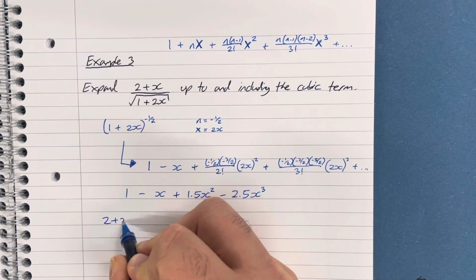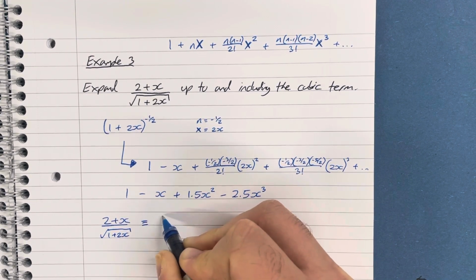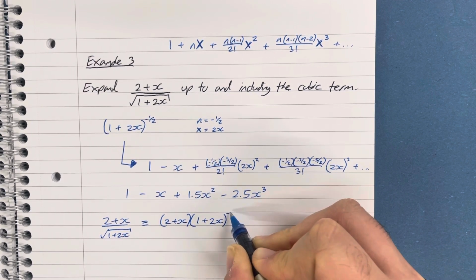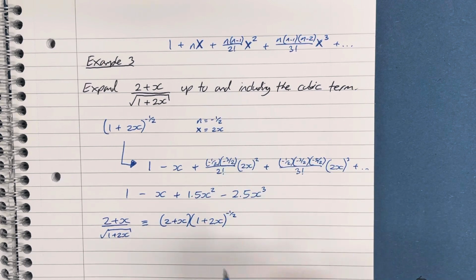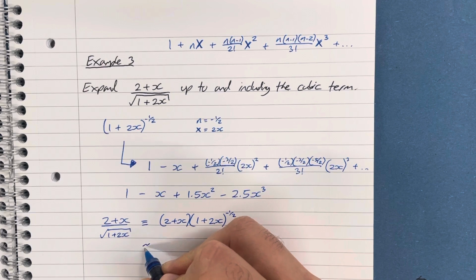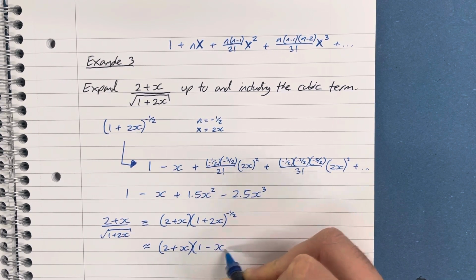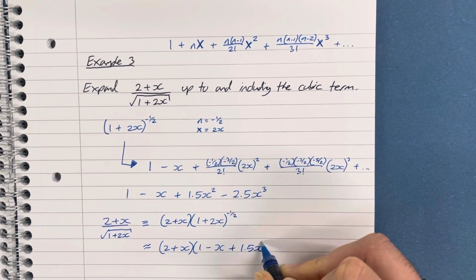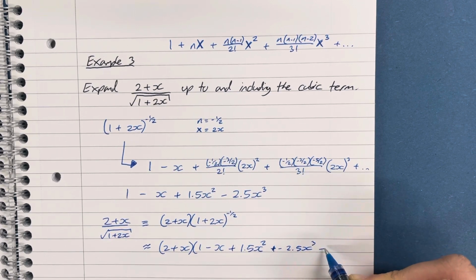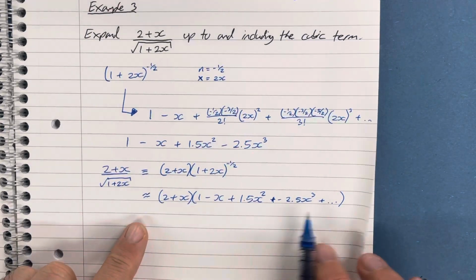Recall that 2 plus x over the square root of 1 plus 2x is exactly the same as 2 plus x into 1 plus 2x to the power negative a half. Okay, that's exactly the same thing, but I've got an expansion for this up to the cubic term. So I'm going to say this is approximately 2 plus x times 1 minus x plus 1.5x squared plus, minus 2.5x cubed, and that would carry on, be quartic term, quintic term, etc. And now just expand the brackets.